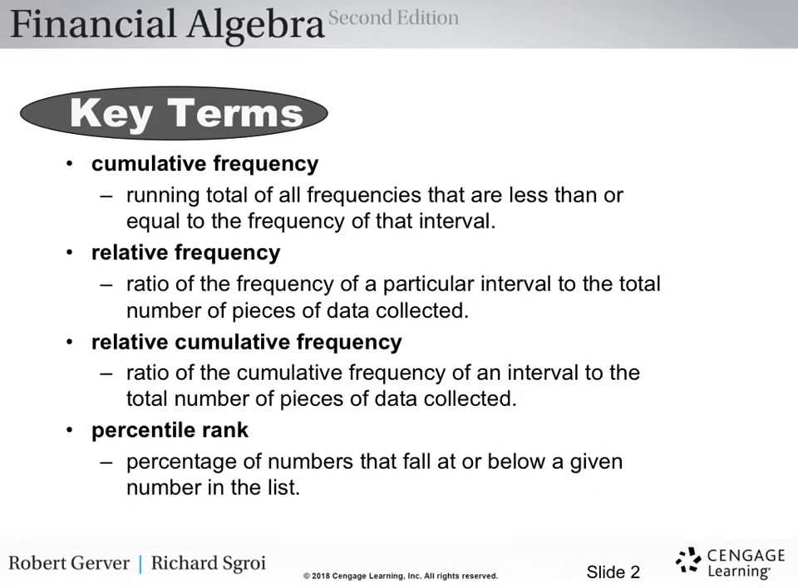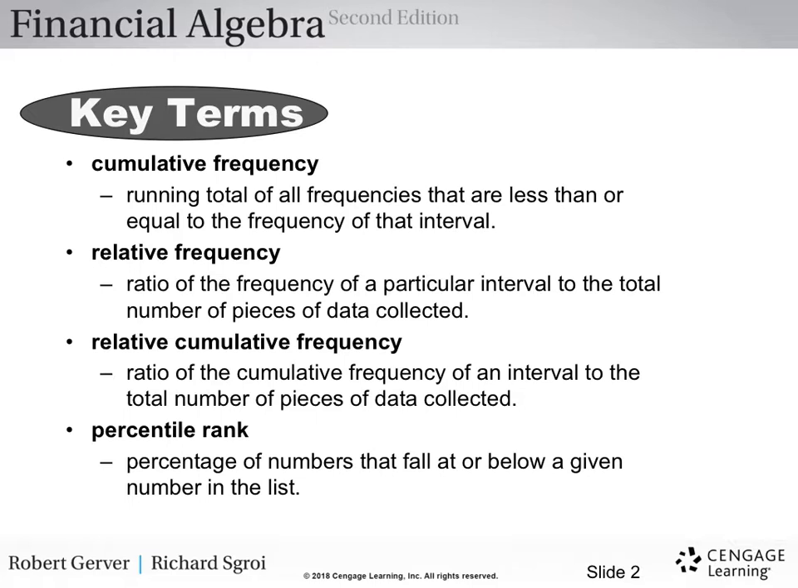The first is cumulative frequency. This is the running total of all frequencies that are less than or equal to the frequency of that interval. So you're at a particular level and you want to have the total of all that are less than or equal to that.